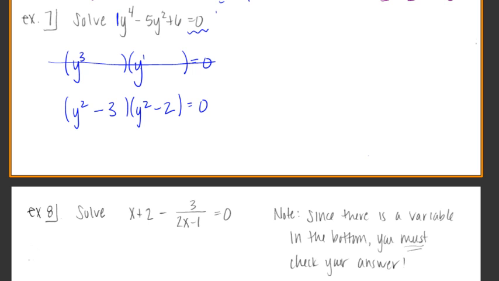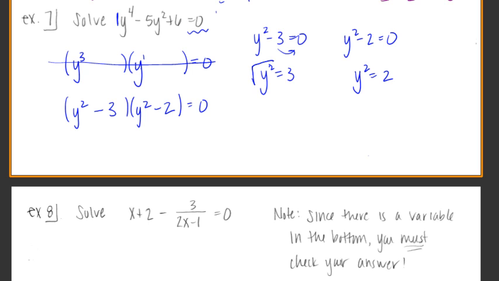All right, we've got 2 parentheses that are factored, so we can set each one of these factors equal to 0. Then let's move our constants over, so we get y squared is equal to 3 and y squared is equal to 2. Like before, in our last lesson, we talked about how to get rid of a square root in an equation: we squared. Well, how do you get rid of a square? You take a square root.